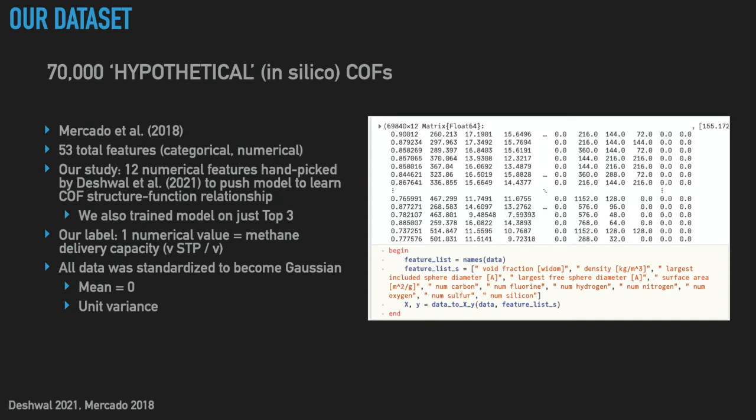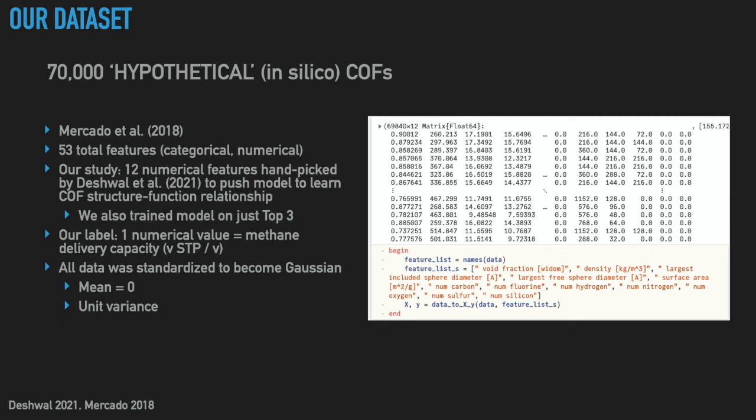All right, and just real quickly, here's our data set. It's about 70,000 hypothetical, or in silico, simulated COFs generated by a research group in 2018. There are about 53 features to begin with. We narrowed it down to 12 based on the research of Deshwal et al. in 2021. And those were handpicked features to help push machine learning models to learn the structure-function relationship specifically.